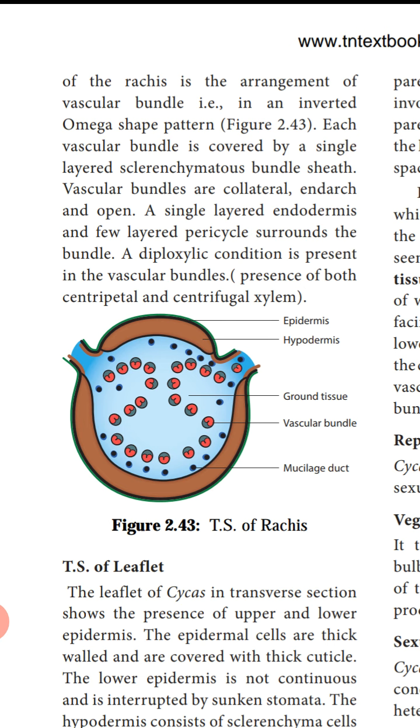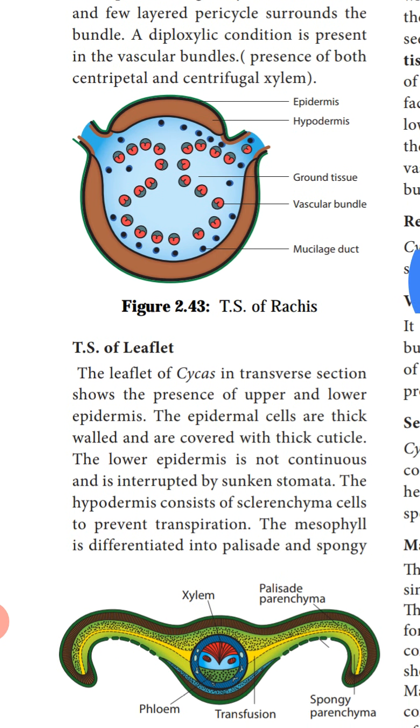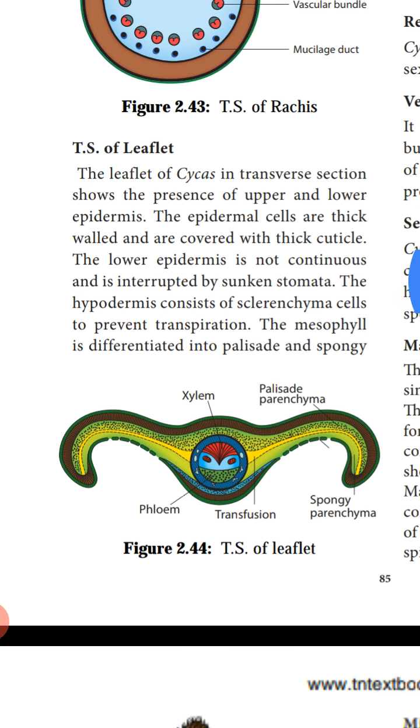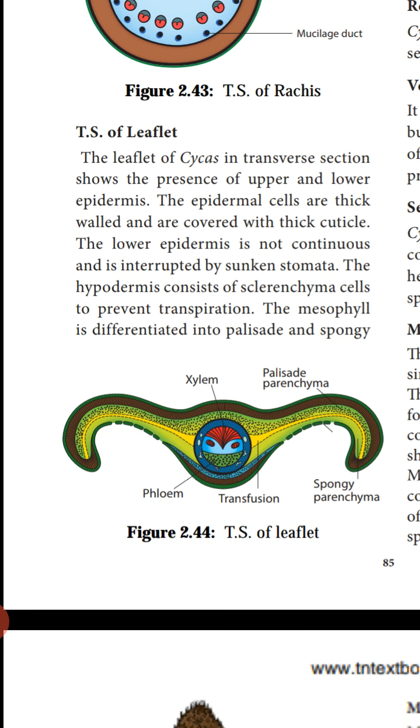As we have studied, it is pinnate. That means numerous pinnae or leaflets are present. So for each leaflet you take a section and observe it under the microscope. TS of leaflet. The transverse section of the Cycas leaflet shows the presence of upper and lower epidermis. As you can see in this diagram, it has upper epidermis as well as lower epidermis.